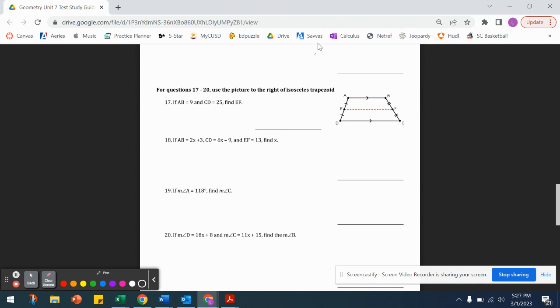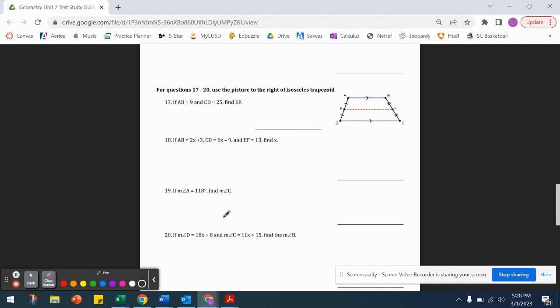Next one says, if angle A is 118, then what is angle C? Thing is, you got to know that, remember, base angles are always going to be the same. And these are consecutive angles. Consecutive angles for a trapezoid are always going to add up to 180, which means that this is 62. And just like here, base angles are always going to be the same. If that's 62, this one over here is also going to be the same, which is 62.